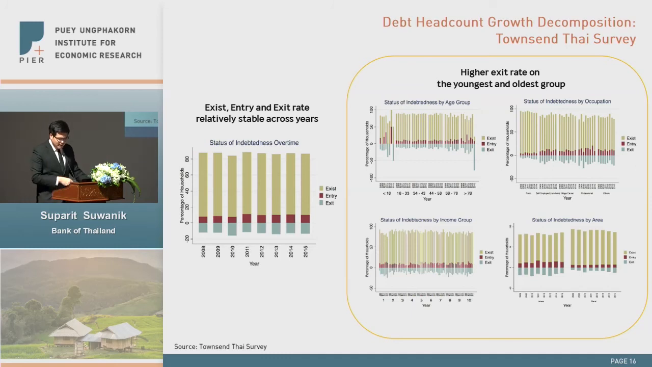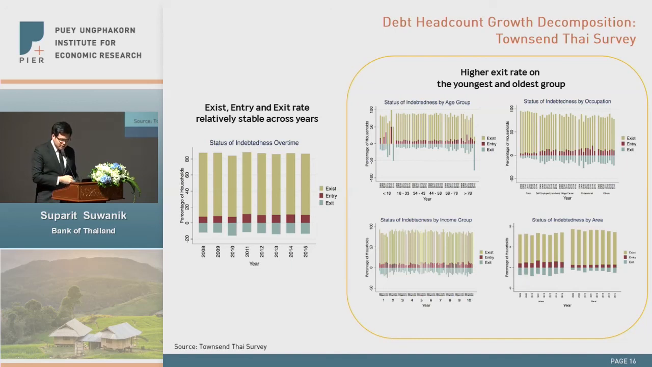By segregating into groups, by age group, it's quite obvious that the older households have much larger exit from debt than others, which may be because they pass away or other natural causes, as well as the younger households, which is in line with the high delinquency of younger households. That's why they exit much.